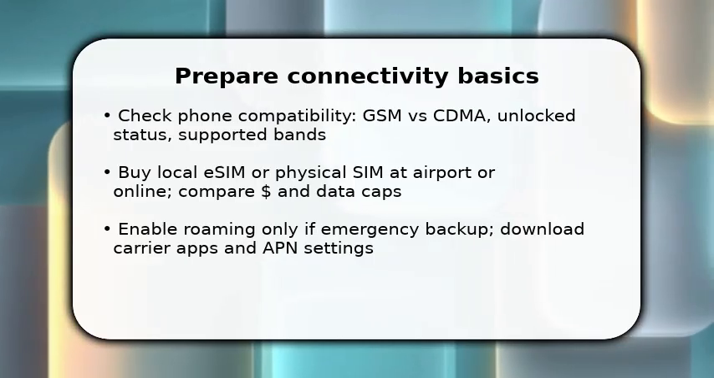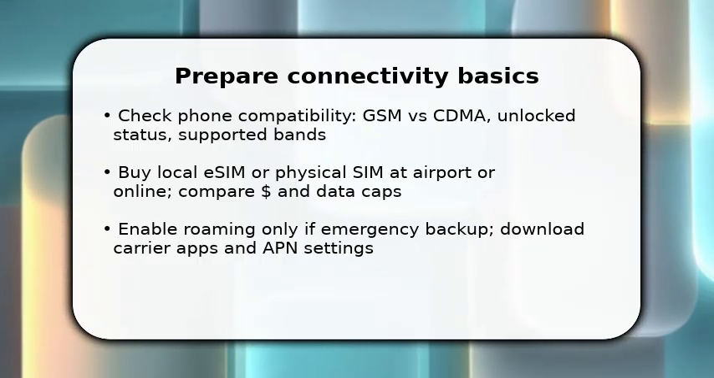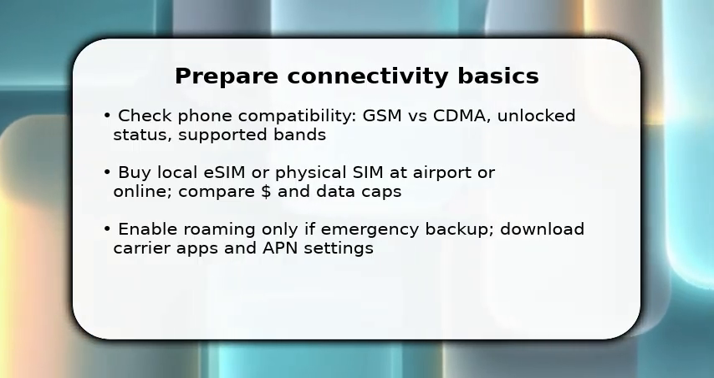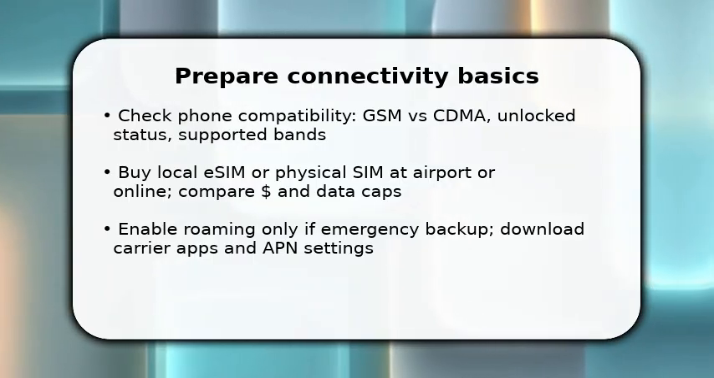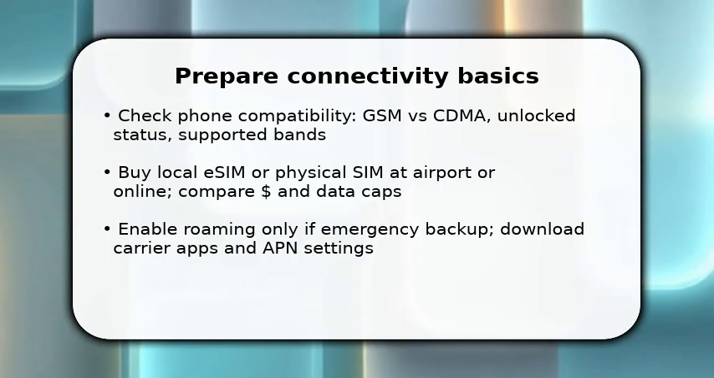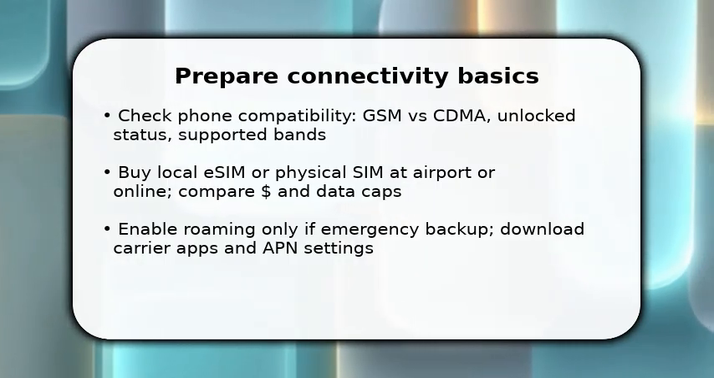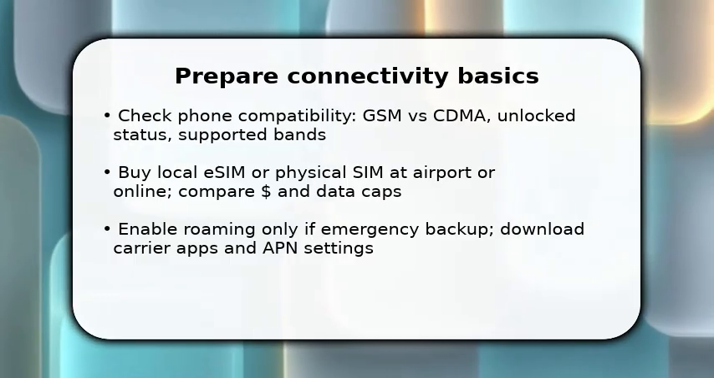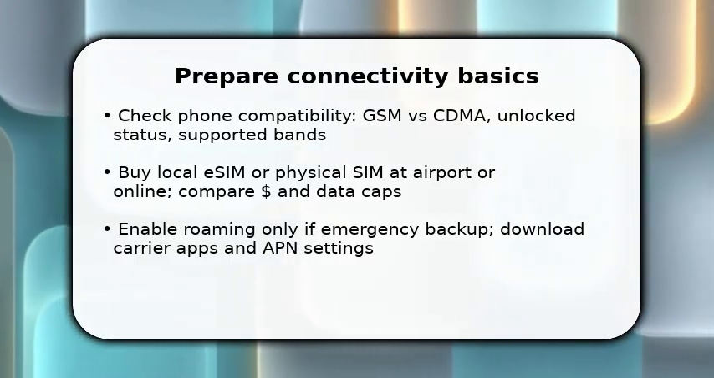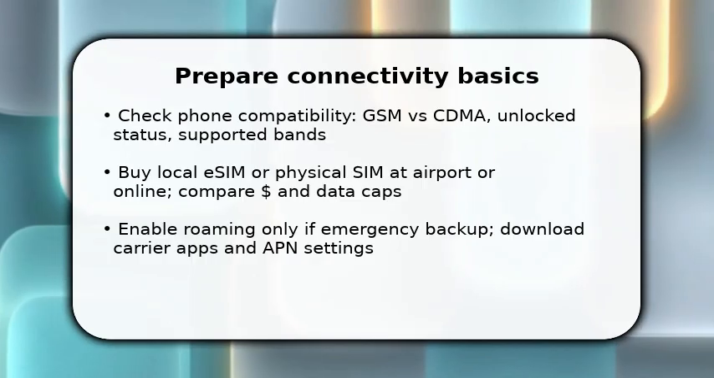You start by confirming your device is unlocked and supports local frequency bands. This is non-negotiable because incompatible hardware won't connect. Once done, choose between a local eSIM or physical SIM based on trip length and price. eSIMs install instantly. Physical SIMs may be cheaper for heavy data.